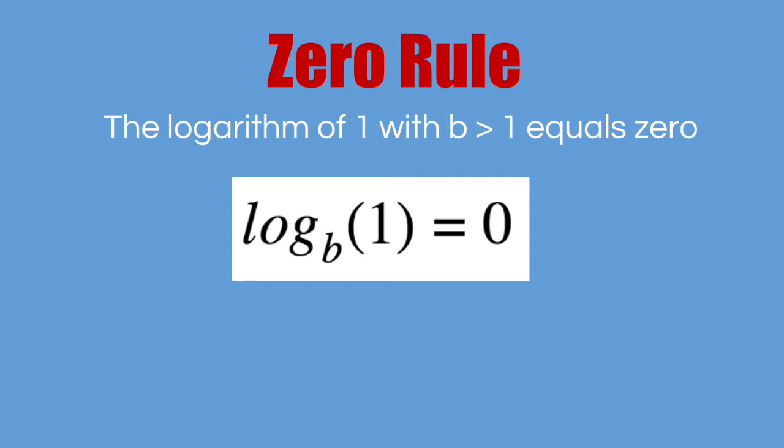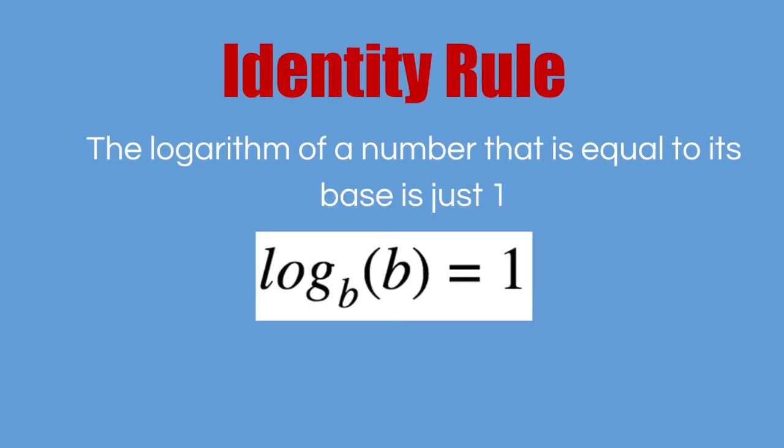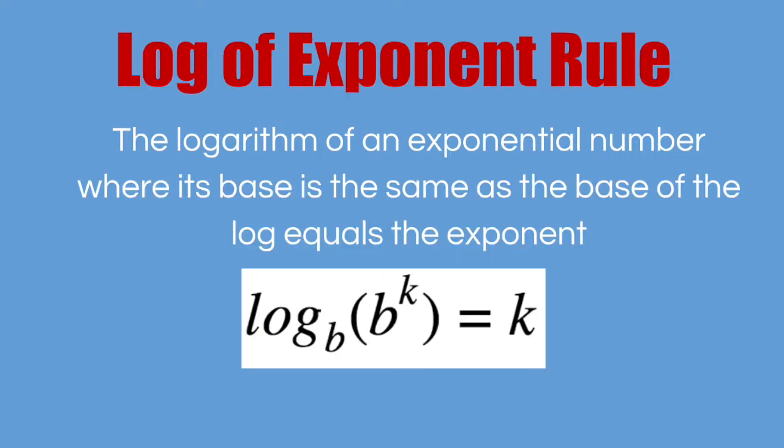So this one is the zero rule. It's rather simple. It's just stating that if you have a logarithm of 1 that has a base that is greater than 1, then it will always equal 0. So this is the identity rule. If the number of the logarithm is equal to the base of the logarithm, then it will always equal 1.